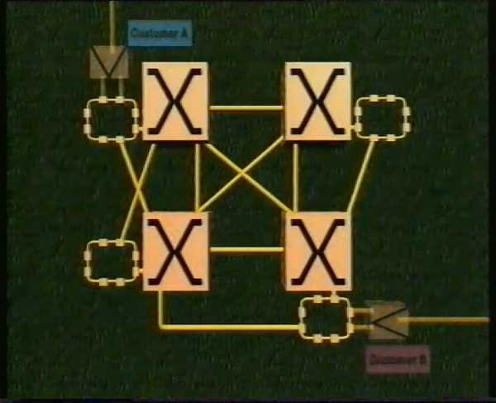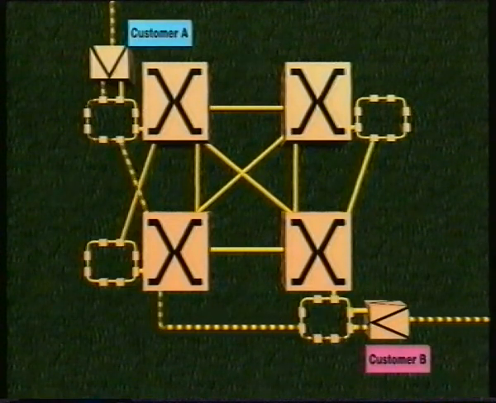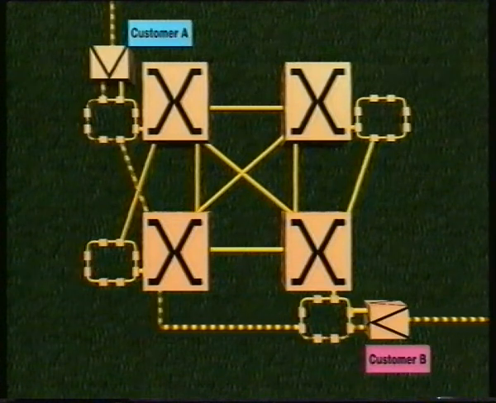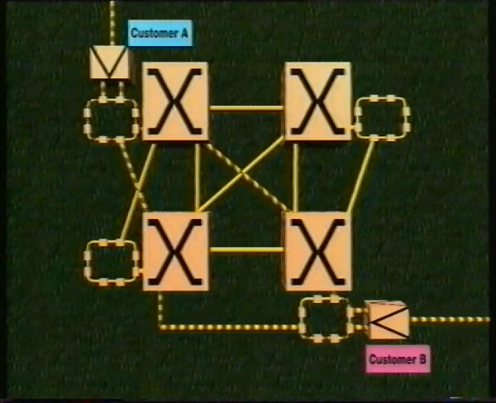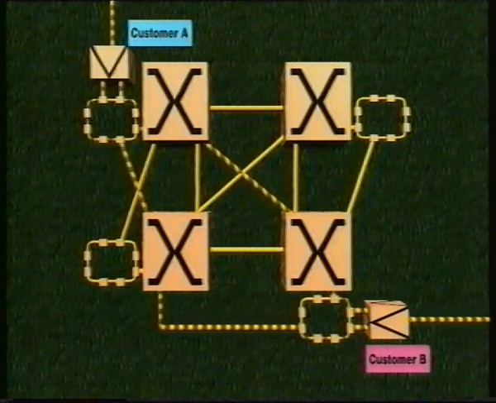Looking back at our diagram of the network, let's consider a circuit between customer A and customer B. Earlier I mentioned protection, so let's now provide an alternative route for this circuit. As you can see, the two routes are totally separate until they arrive at the customer. Therefore, this circuit has full end-to-end protection.